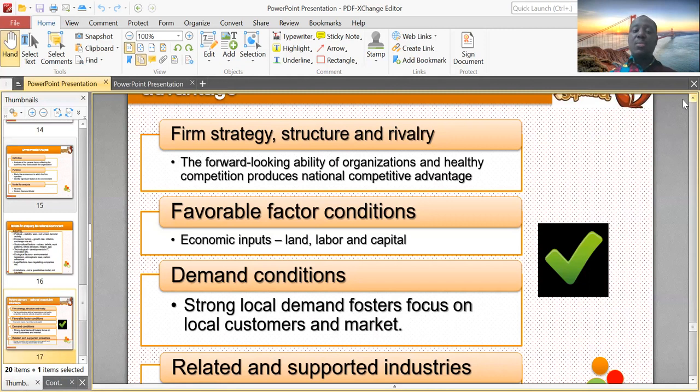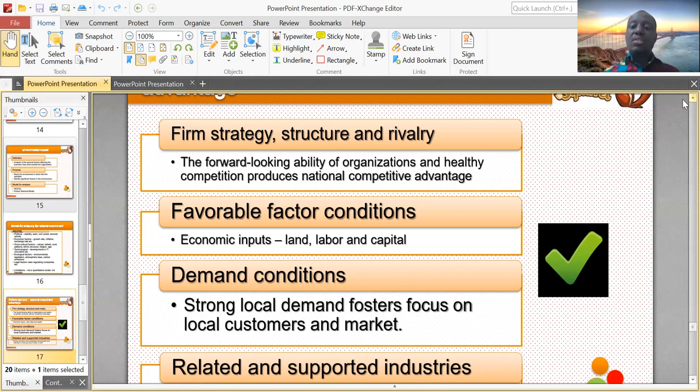Another thing that helps to produce national competitive advantage is favorable factor conditions. And by factor, I mean economic inputs. So land, labor, and capital. So for example, some countries are heavily resourced when it comes to IT skills. That's a favorable factor condition. Some countries are heavily resourced when it comes to natural resources. That's also a favorable factor condition. So these economic inputs and how well you're able to harness them will help you to produce national competitive advantage.